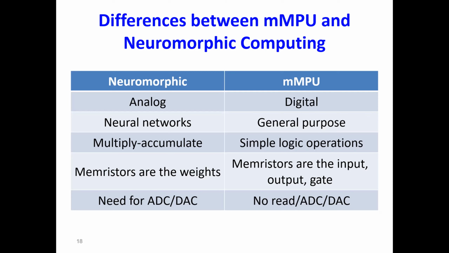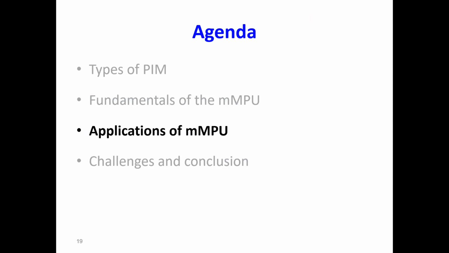We just need to extend the decoders in order to be able to select multiple rows and the ways that we select the logic gates. So it's very different. It doesn't mean that one is better than the other, but it means that they are very different processing in memory techniques, and we need to remember that and understand the differences.